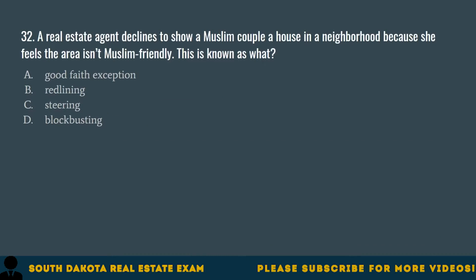Question 32. A real estate agent declines to show a Muslim couple a house in a neighborhood because she feels the area isn't Muslim-friendly. This is known as what? A. Good faith exception. B. Redlining. C. Steering. D. Blockbusting. The correct answer is C.